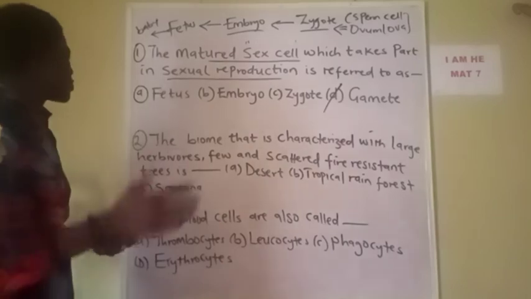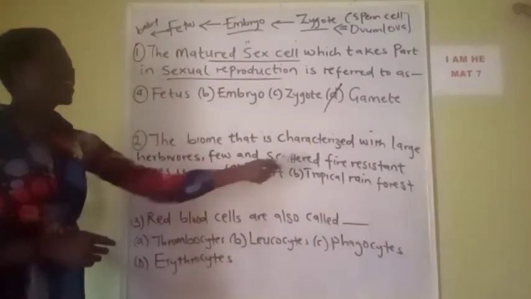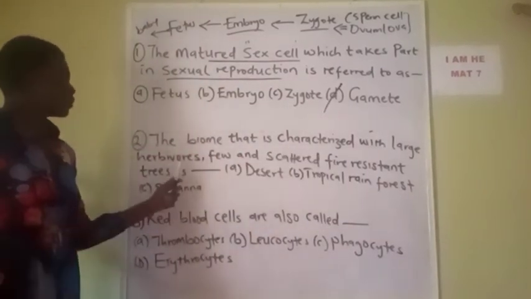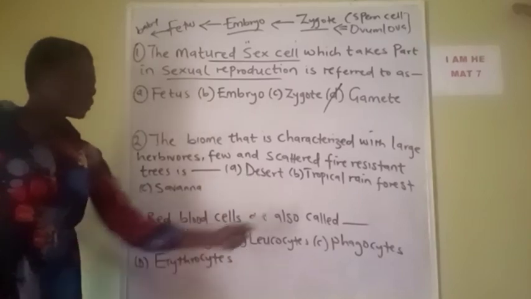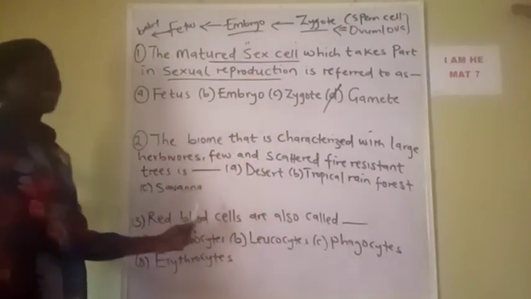Now the next question says, the biome that is characterized with large herbivores, few and scattered fire-resistant trees is A. The desert, B. Tropical rainforest, C. The savanna.